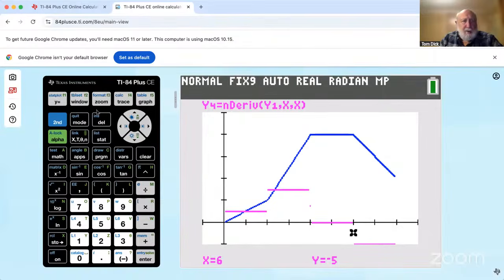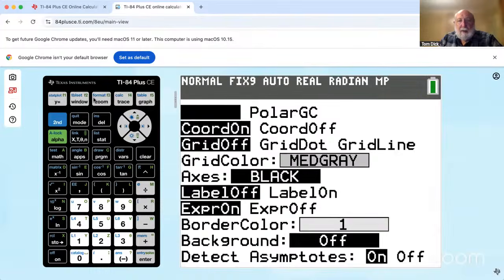Because I think under format, we've got detect asymptotes on. And that detect asymptotes, when it's on, if there's any sudden jump in the graph, it doesn't have to actually be an asymptote. Any sudden jump in the graph, it won't connect up. So it's trying to avoid connecting across discontinuities.